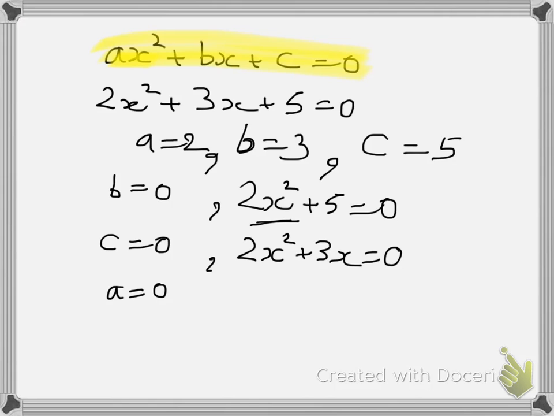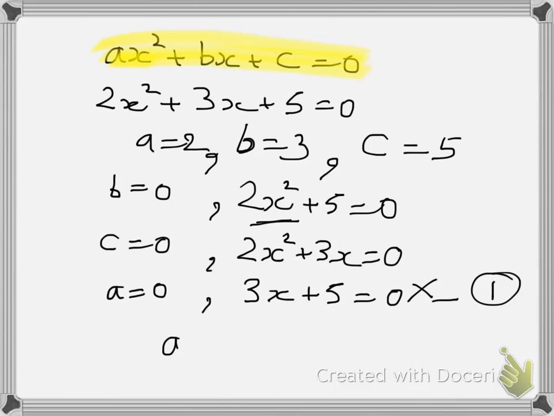Now, if I make a equal to 0, what do I get? I get 3x plus 5 equal to 0. Now, is this a quadratic equation? Yes, you are right. It is not a quadratic equation, because a is 0, so the whole ax square term becomes 0, and the degree of the equation is 1. So this is not a quadratic equation. So for a quadratic equation, a should not be equal to 0. This is the important thing here. Okay, now let's go over the examples.